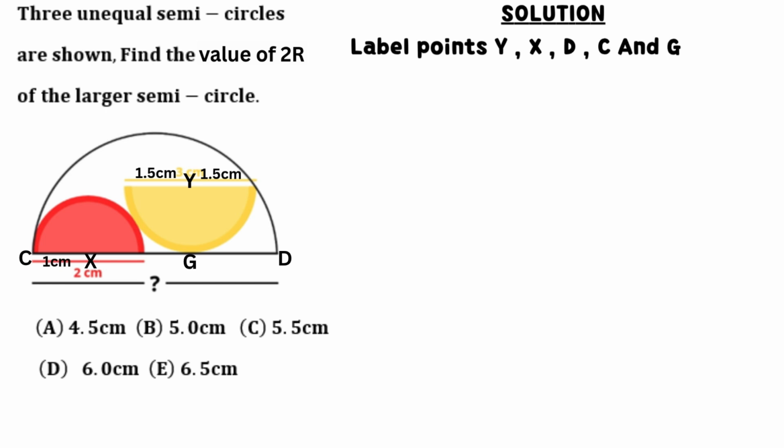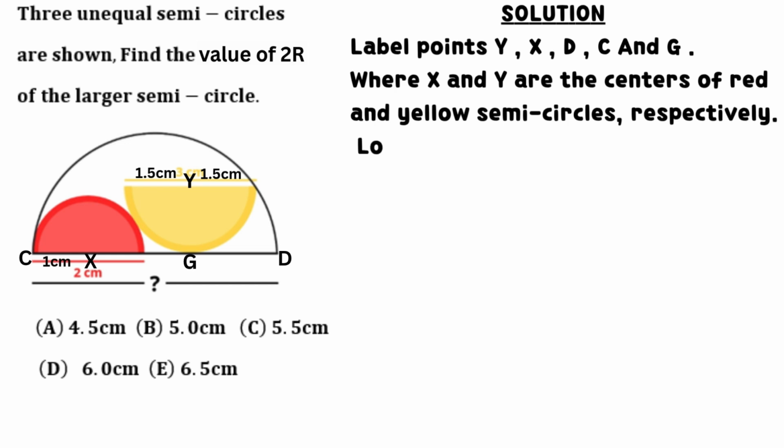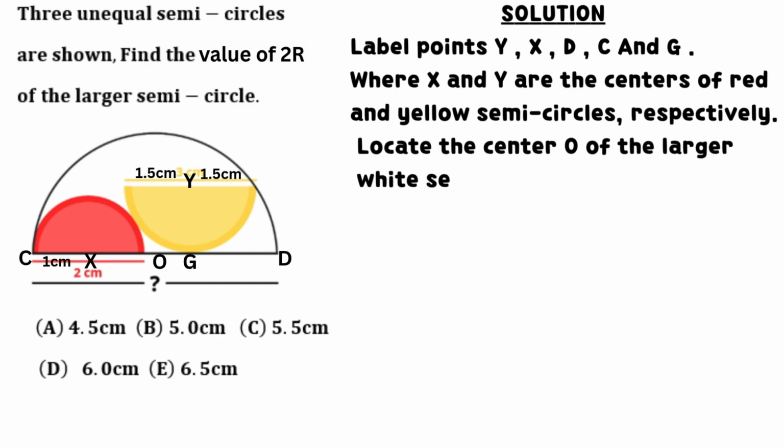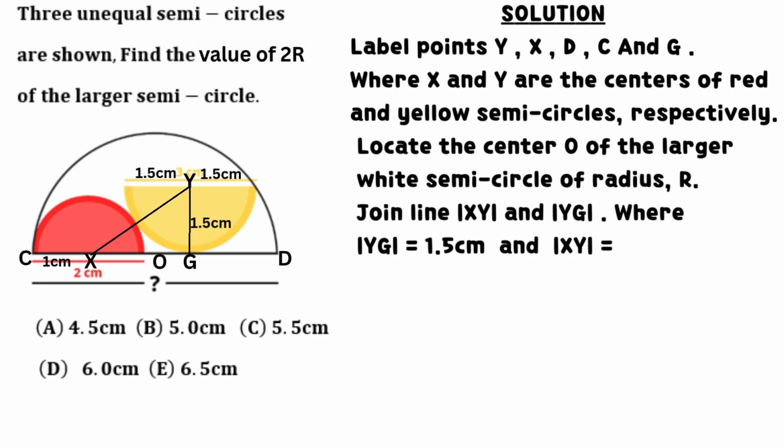Solution. Label points Y, X, D, C, and G, where X and Y are the centers of the red and yellow semicircles, respectively. Locate the center O of the larger white semicircle of radius r. Join line XY and line YG, where line YG equals 1.5 cm and line XY equals the sum of 1 and 1.5, which equals 2.5 cm.